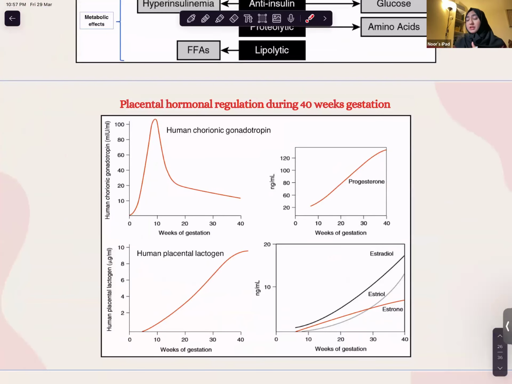Now, placental hormone regulation during week 40 gestation. This wasn't in your slides, but we had this back then, and we also had questions from this.